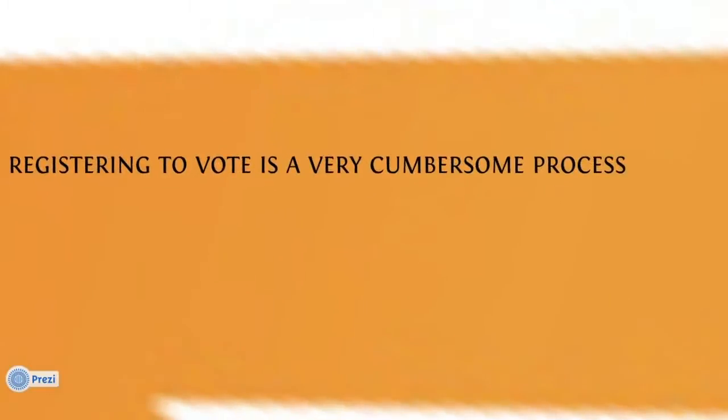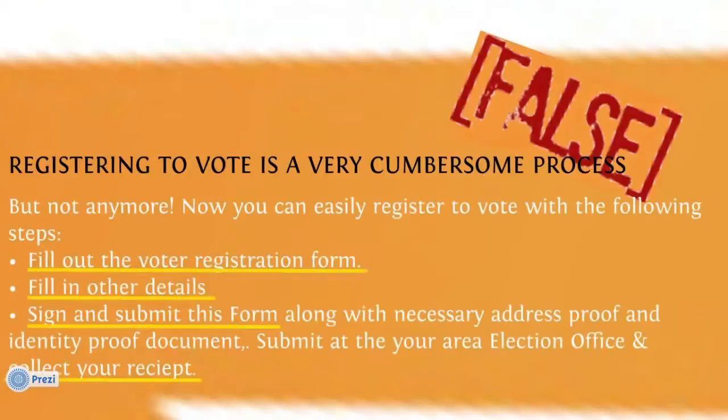Registering to vote is a very cumbersome process, but not anymore. Now you can easily register to vote with the following steps. Fill out the voter registration form. Fill in other details. Sign and submit the form along with necessary address proof and identity proof document. Submit at your area election office and collect your receipt.